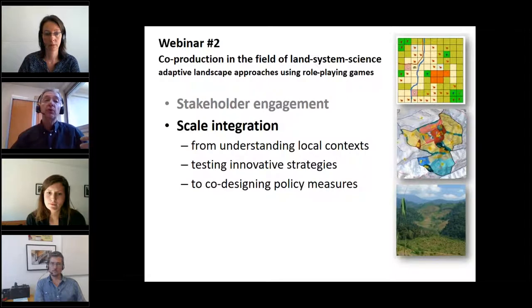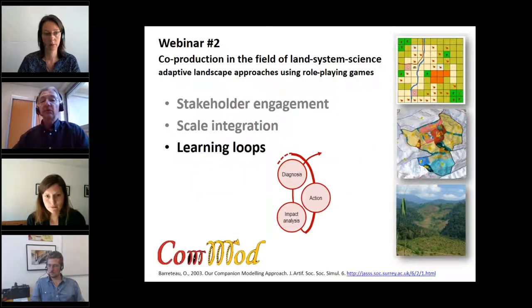We have to integrate different skills to understand the local context, to test together first virtually and then in reality innovative strategies, and then to co-design policy measures so that we can engage in meaningful transformation of the landscapes. And so this requires, you will see in the subsequent presentation, learning loops.